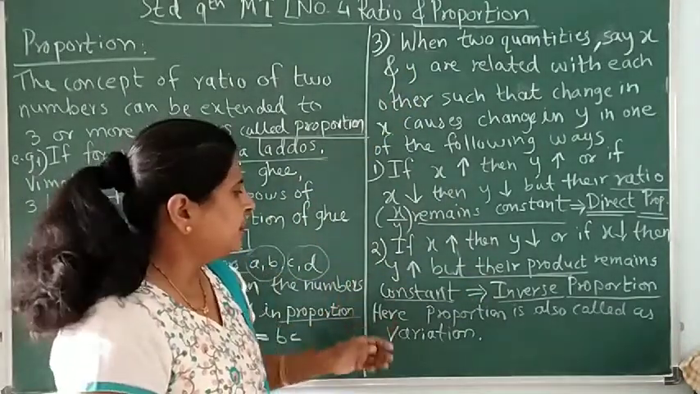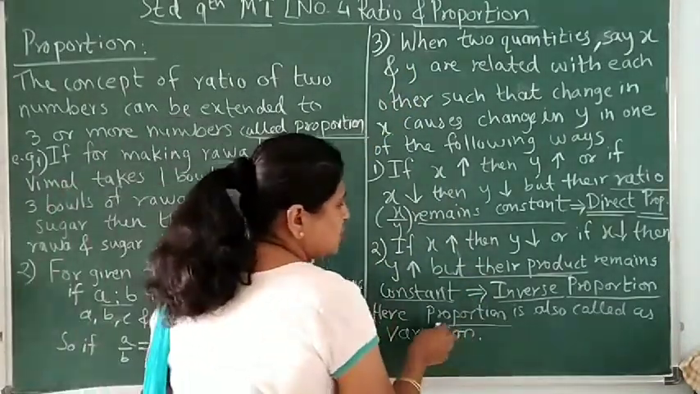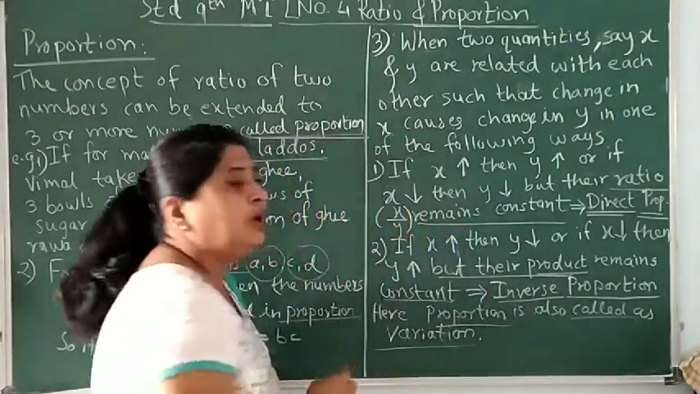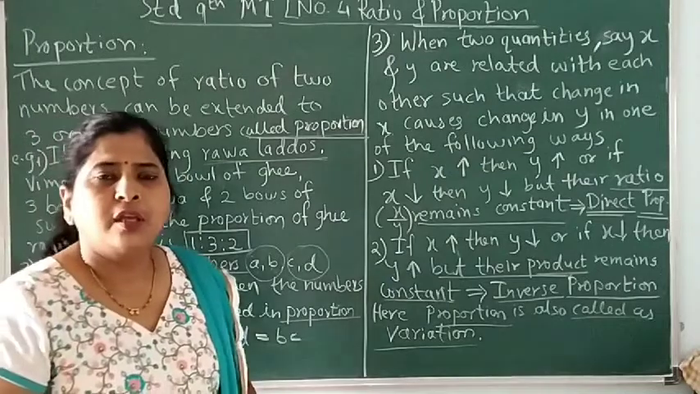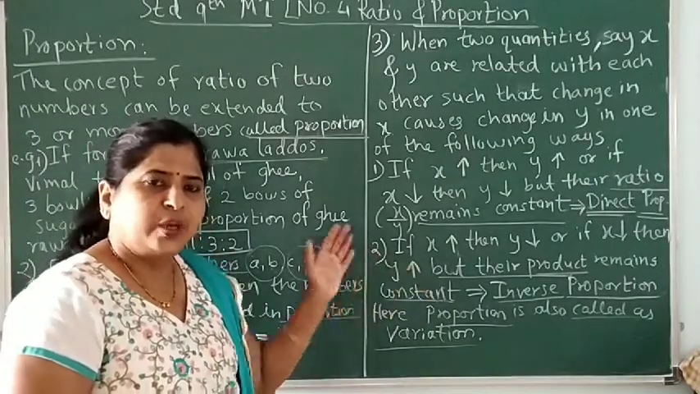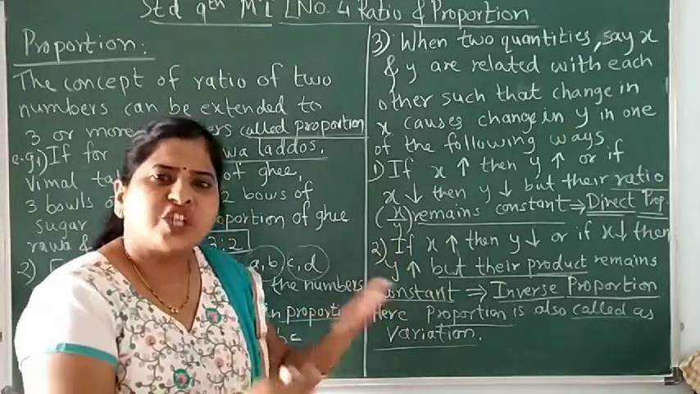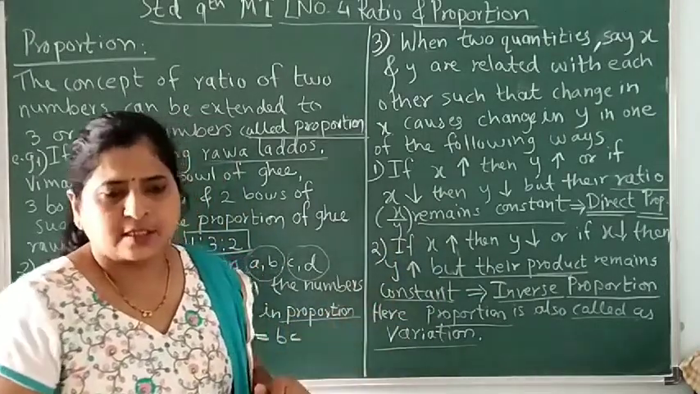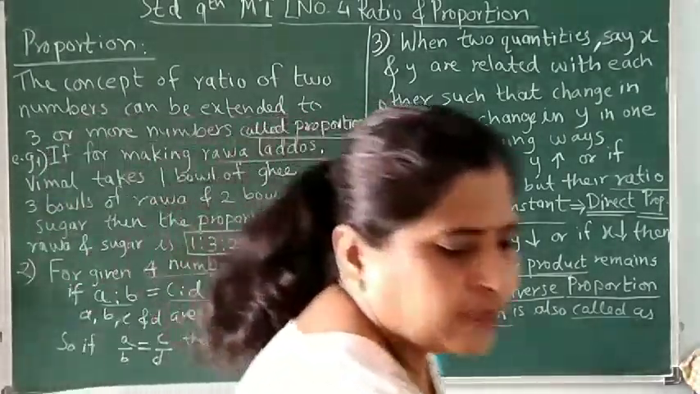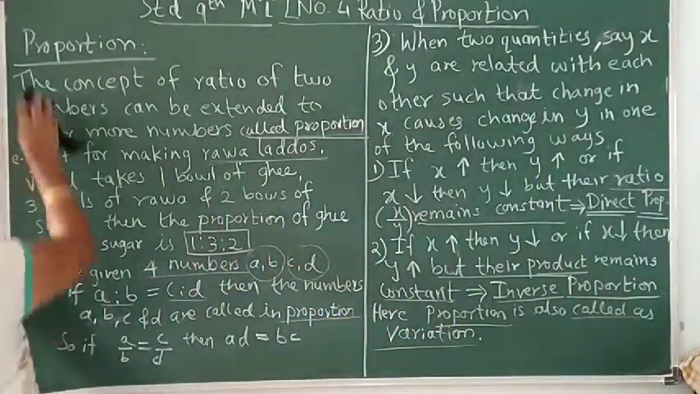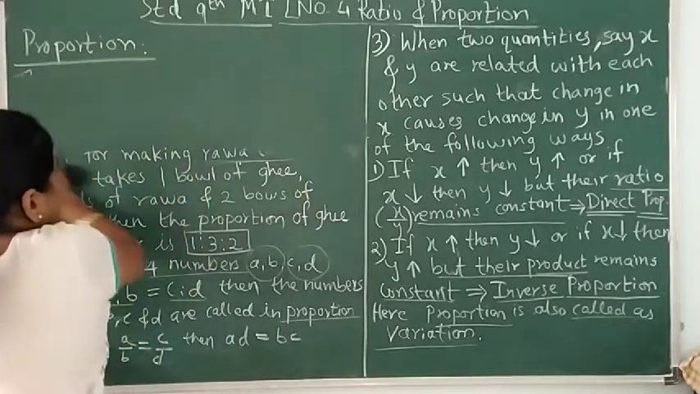Here the word proportion is also called or replaced by the word variation. So x varies according to y, or y varies, meaning changes, according to x. For this, let's take one example of both types, so you will come to know how these are changing.